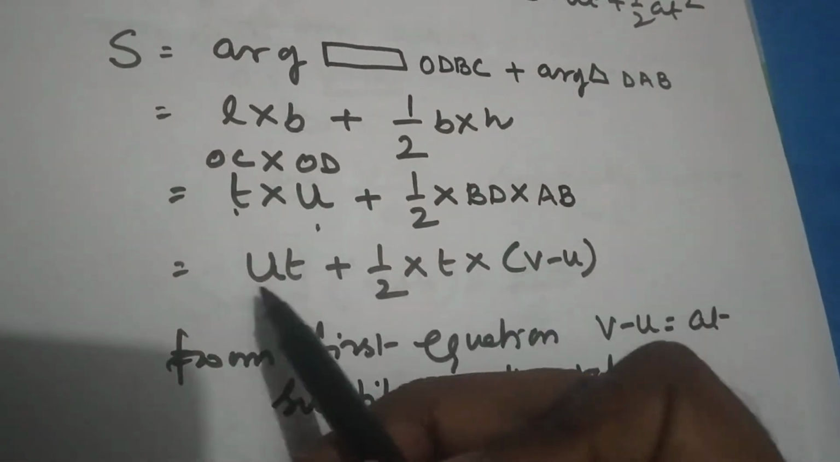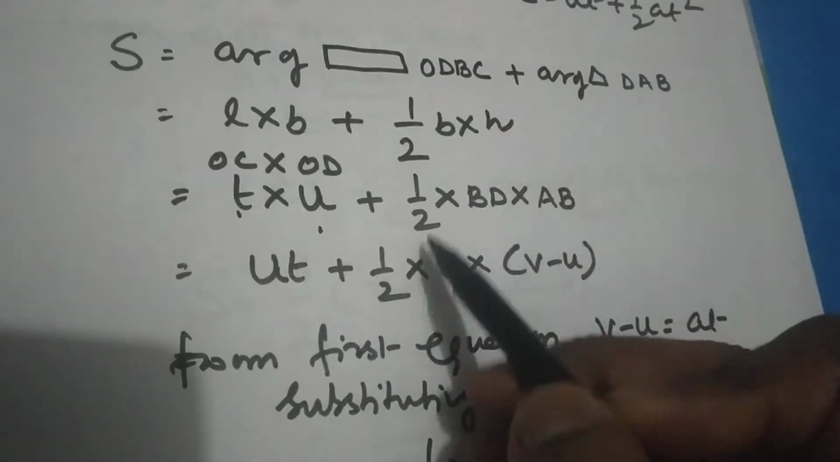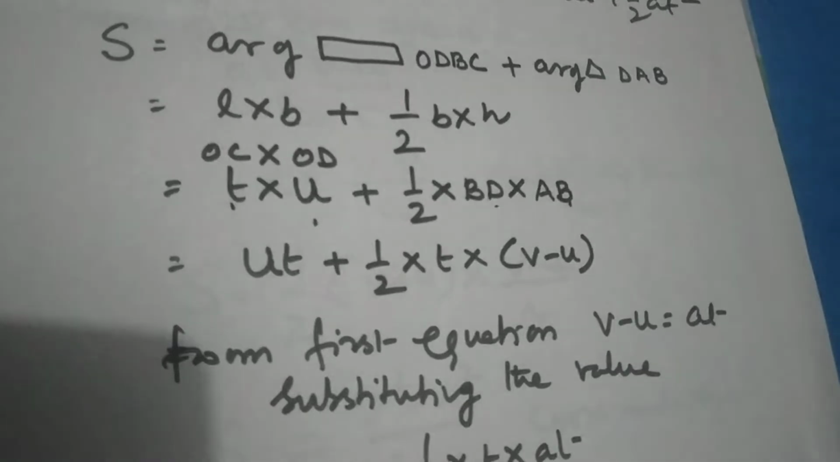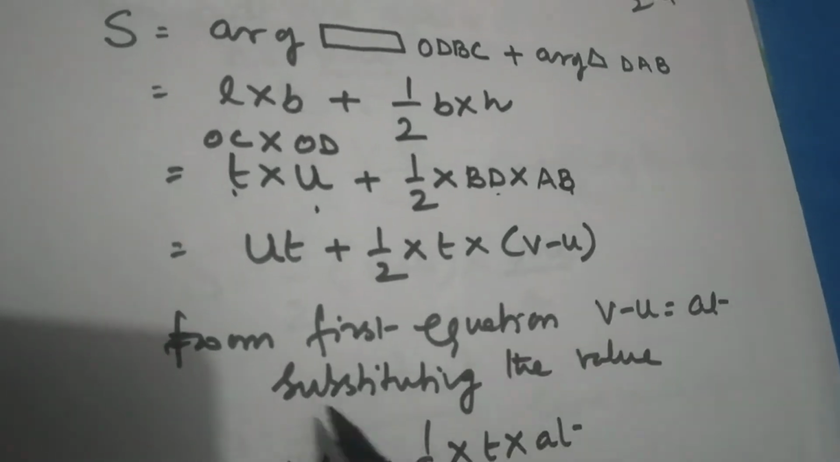T into U, which becomes UT, half. What is your VD? T. What is your AB? V minus U. Already we have written on the right hand side.